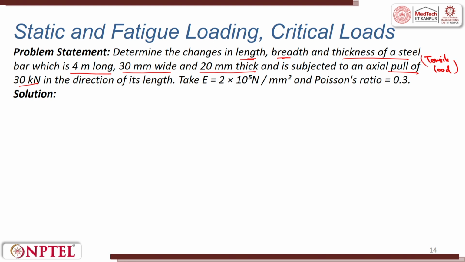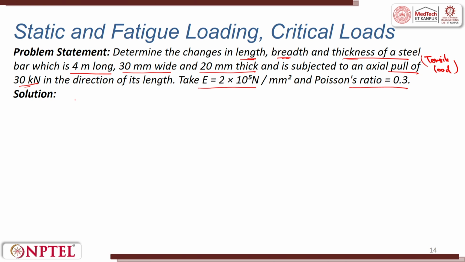Now, the pull is in the direction of its length and the load is 30 kilonewton. We have been given the value of the Young's modulus, E equal to 2 into 10 to the power 5 newtons per millimeter square, and the Poisson ratio is also given. Similar problems were solved in tutorial 2, but this one asks for length, breadth and thickness: the change in all 3 dimensions is to be determined.